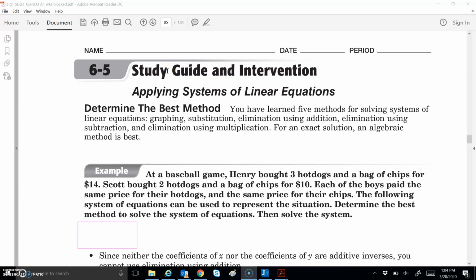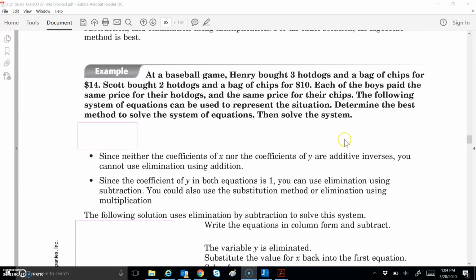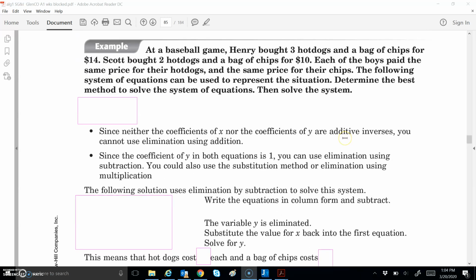Alright, determine the best method. So we have three techniques to solve linear equations. We could graph them, that's what we learned first. We could use substitution, or we could use elimination. They say elimination by adding, elimination by subtracting, and multiplying by. Alright, so let's look at our example here and see which technique would be best.